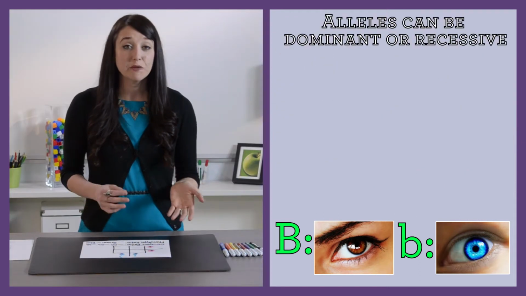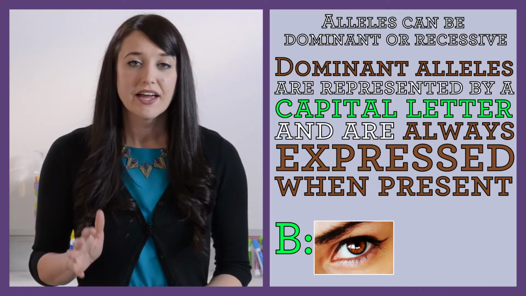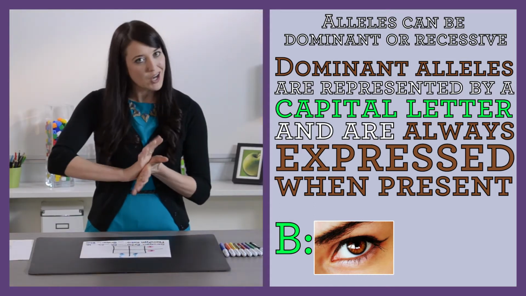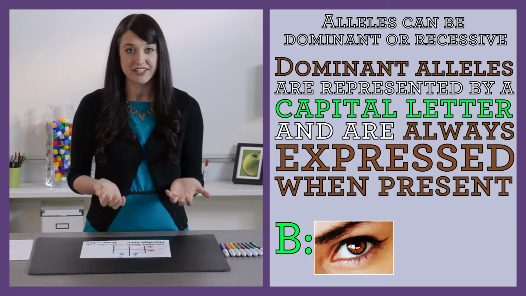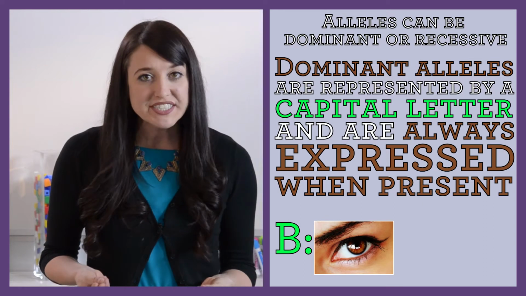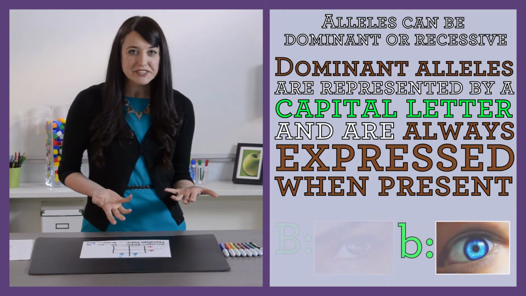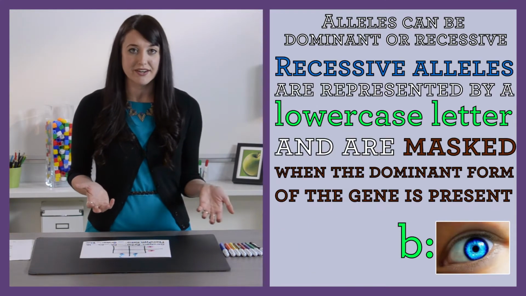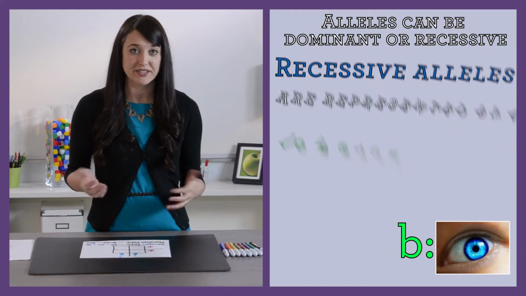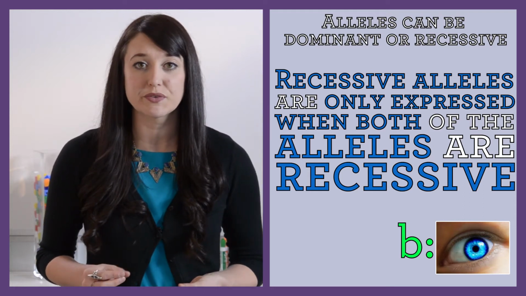Alleles can be either dominant or recessive. Dominant alleles are represented by a capital letter and are always expressed when present. You can think about dominant alleles as dominating over the recessive version of the gene. In our example, brown eyes are dominant over blue eyes, so we will represent the dominant allele using a capital B. Recessive alleles are represented by a lowercase letter and are not expressed when a dominant version of the gene is present. Recessive versions of the trait are only expressed when both alleles are recessive.